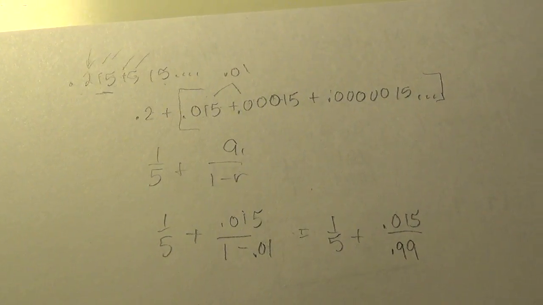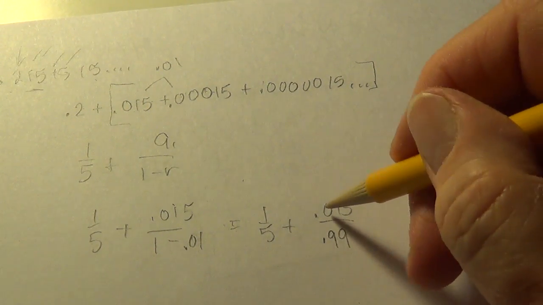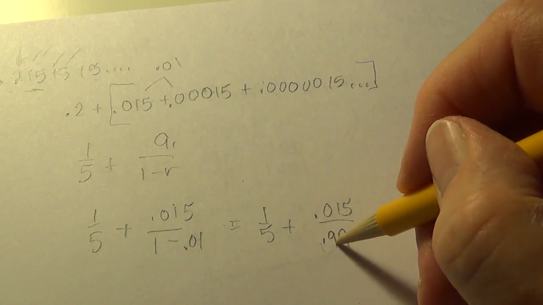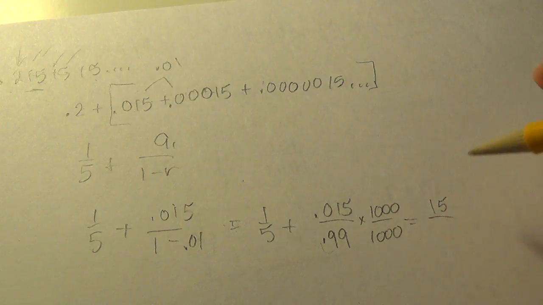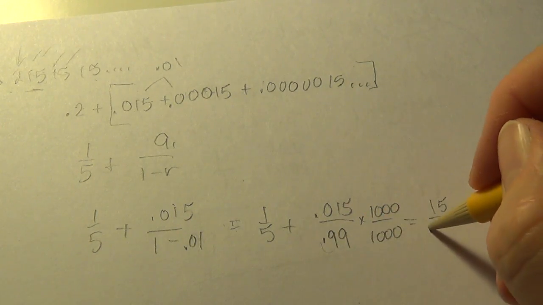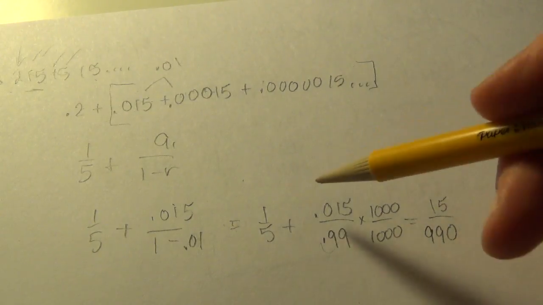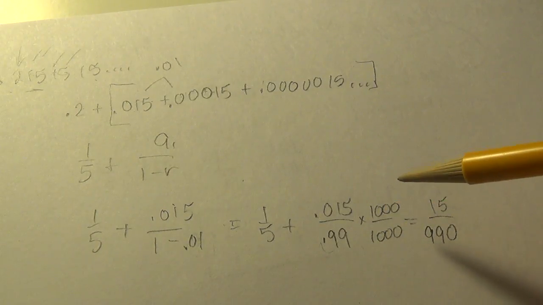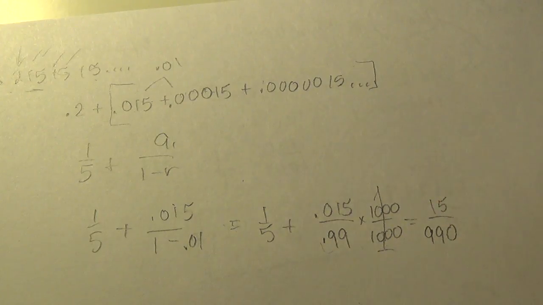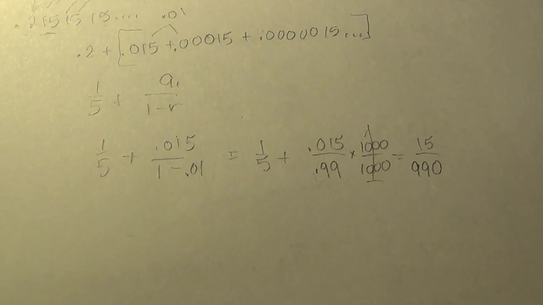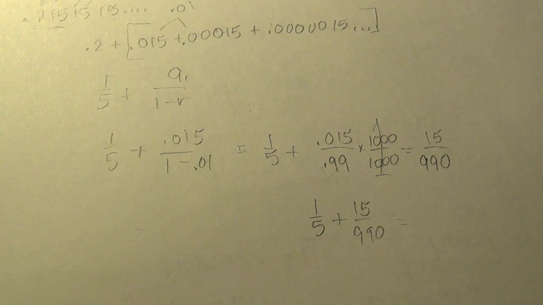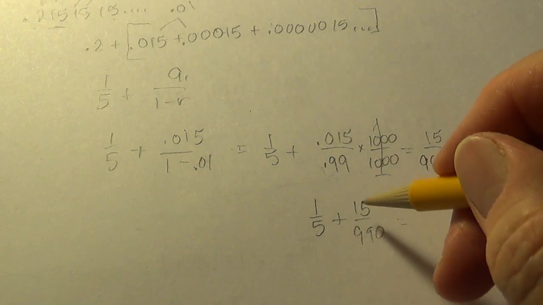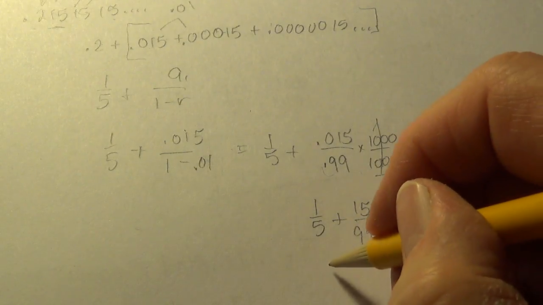So I want to make this into a ratio of integers. This time I have to move the decimal over 3 in the top and 3 in the bottom. So I'm going to multiply by 1,000 over 1,000. And that gives me 15 over 990. So I moved the decimal 3 to the right here and 3 to the right here, which is the equivalent of multiplying by 1,000 over 1,000, which is a 1. So my 1/5, I can't forget my 1/5, plus 15 over 990. So when I do the fraction work, 1/5, I think, is 15 990s.